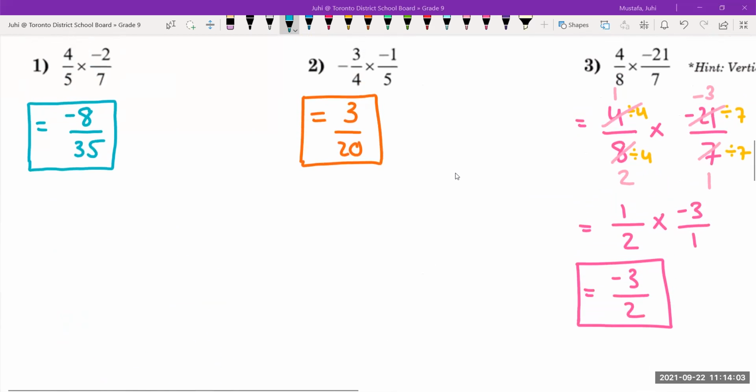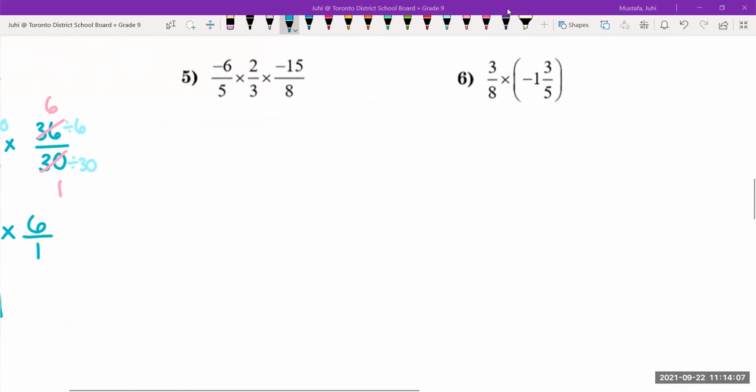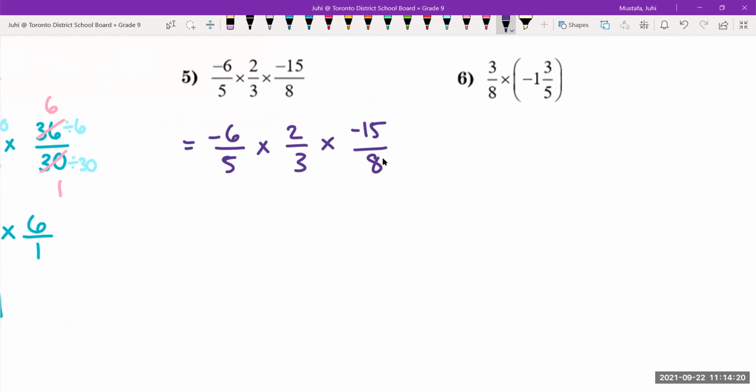Okay, so question 5 is different from all the rest because what do you guys notice about question 5? It has 3 numbers. So I'm going to rewrite this as before, negative 6 over 5 times 2 over 3. And by the way, you don't have to rewrite it. I just do it so that I'm not squishing in everything. Remember, the rules of cross-reducing are when there's multiplication signs, which we have.